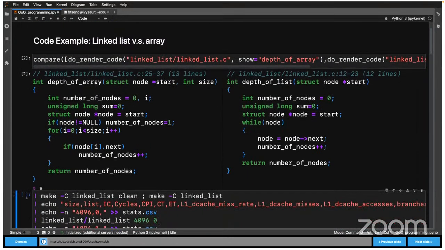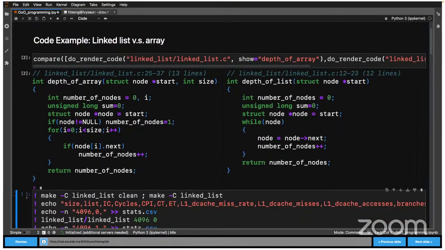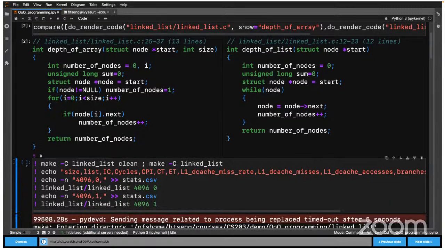So these are the pieces of code I have. The left-hand side is an array, and the right-hand side is a list. Both of them should have the same length if I designed it correctly. I don't know how good my coding is, but that's what I designed it to be. The right-hand side is pretty much like the code I showed you. This piece of code is counting how many nodes we have in a linked list, and the left-hand side is traversing every element in the array.